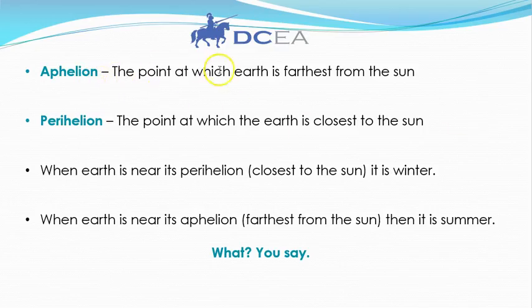Aphelion is the point at which Earth is farthest from the sun, and perihelion, the point at which Earth is closest to the sun. When Earth is near its perihelion, it is winter. When Earth is near its aphelion, it is summer. So the closer the sun is to the Earth is our winter. The further it is from the Earth is our summer.